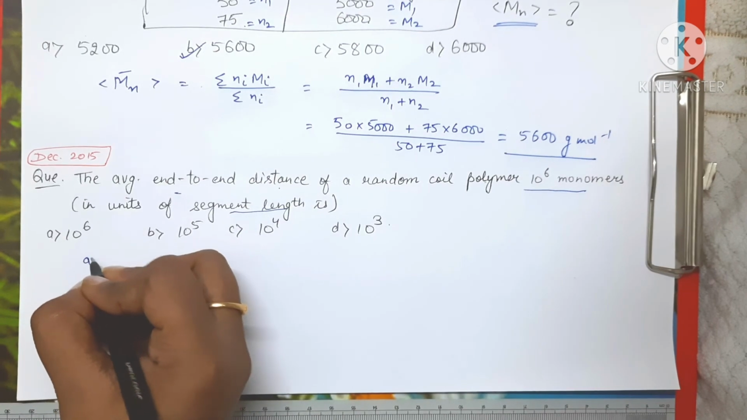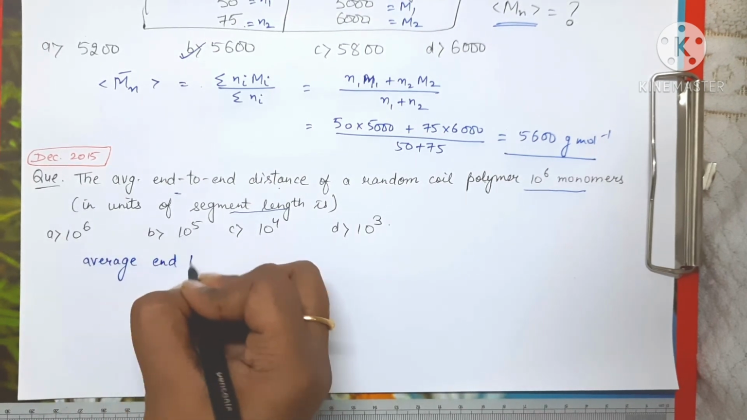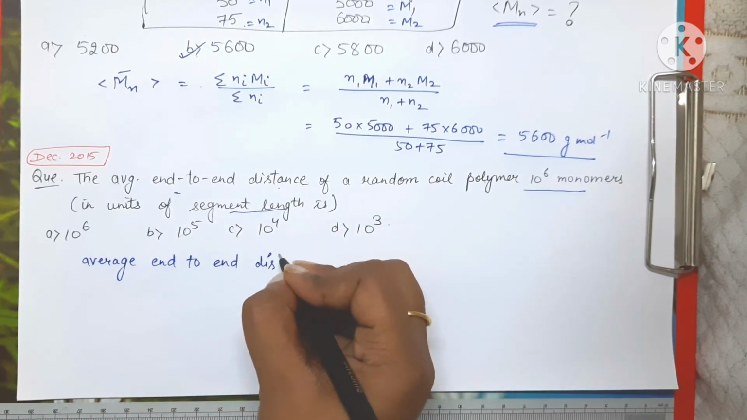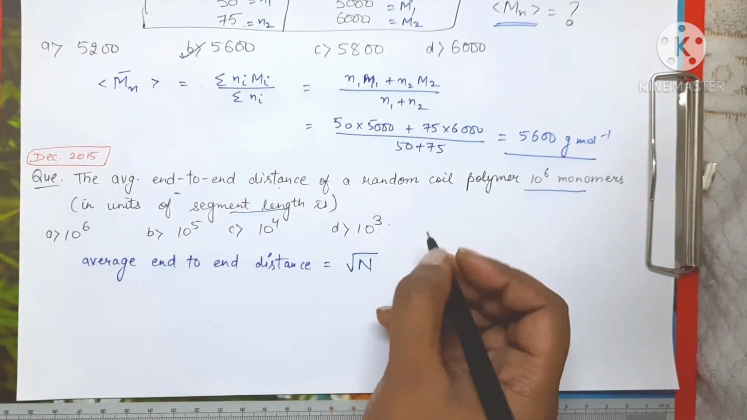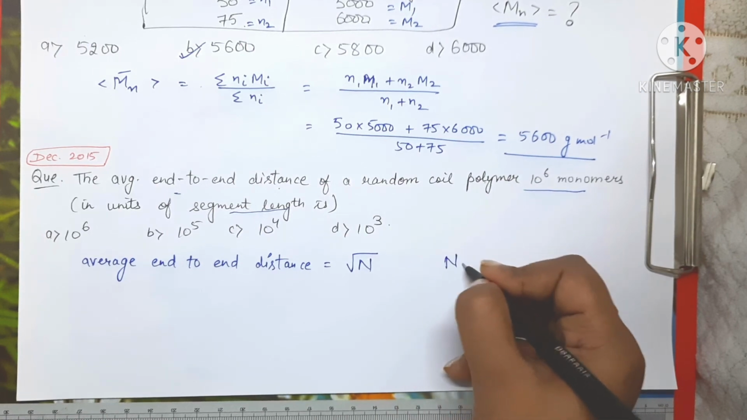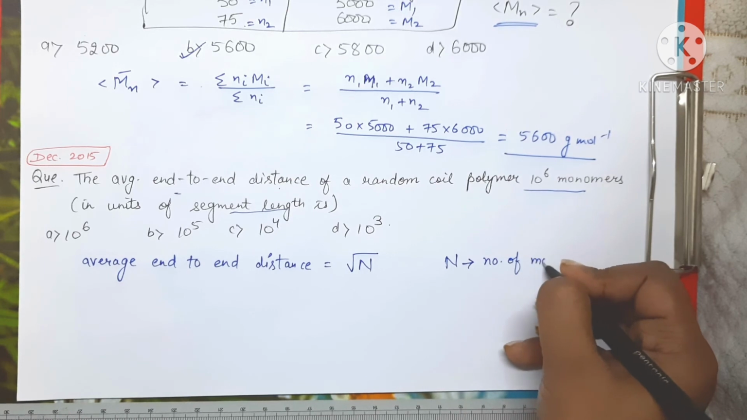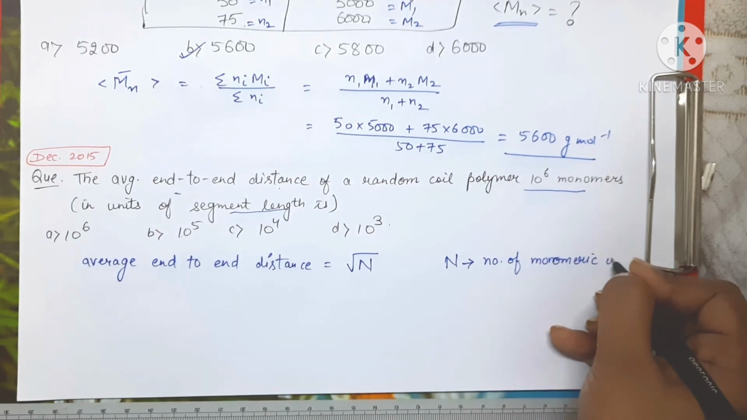So the average end-to-end distance is equal to root n, where n represents the number of monomeric units.